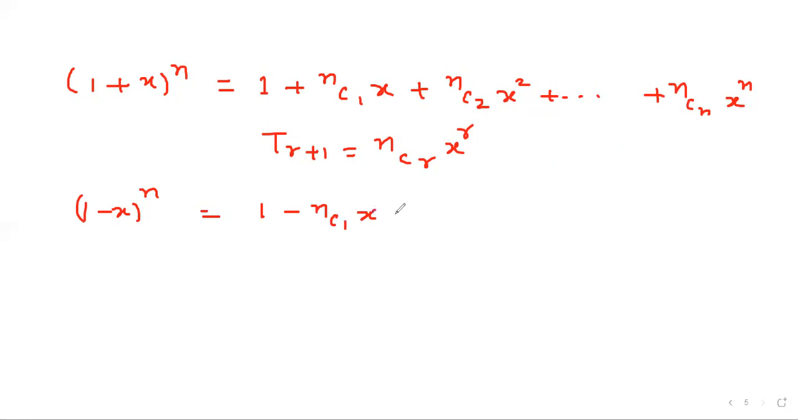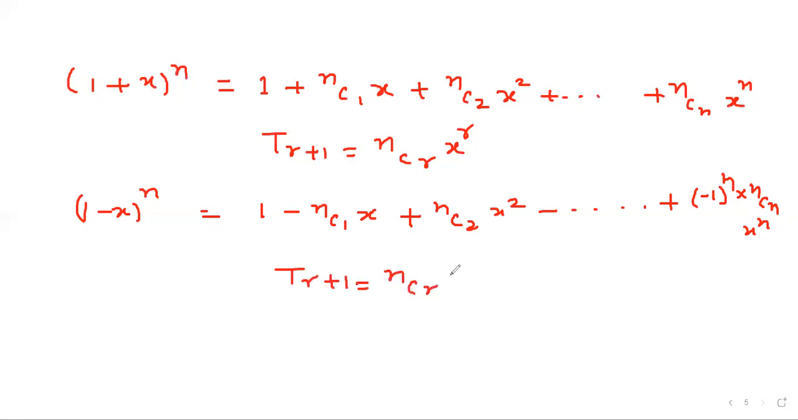Wherever the power of x is odd, in that case there will be a negative sign, the rest will remain the same. So nC2 x^2 minus and so on, till the last term (-1)^n nCn x^n, and its general term is given by T(r+1) = nCr (-1)^r x^r.